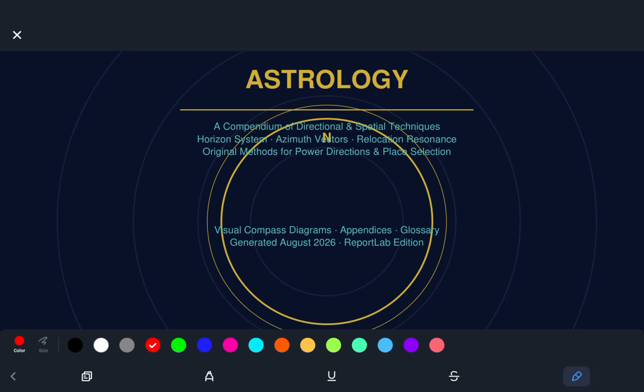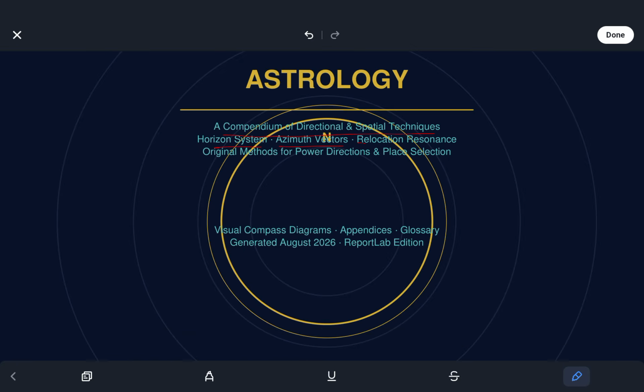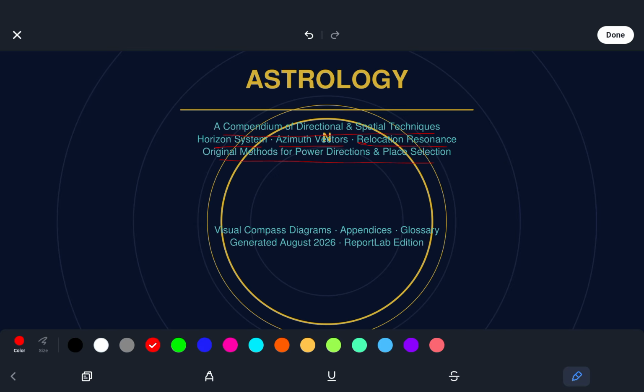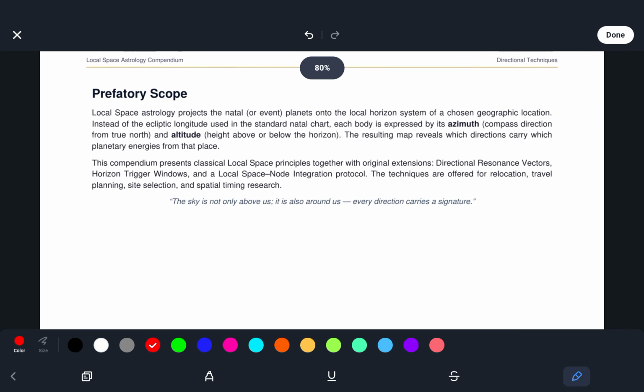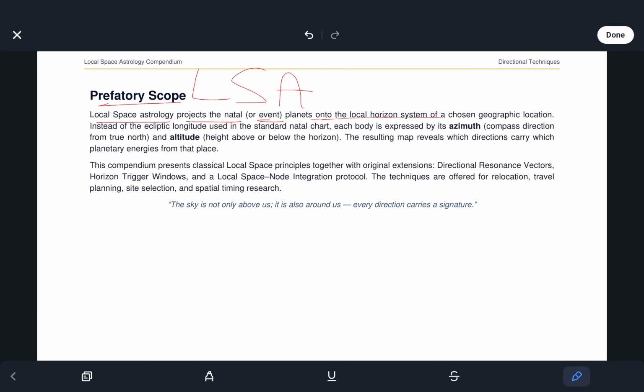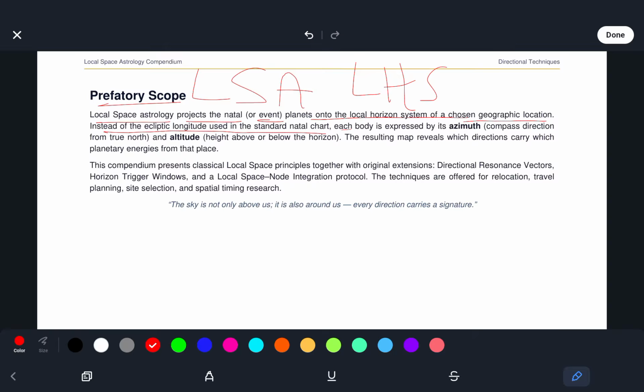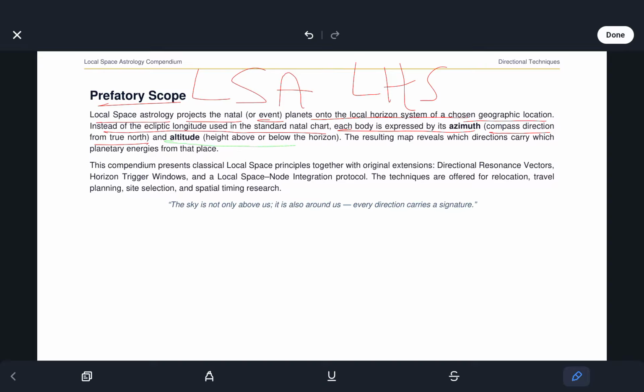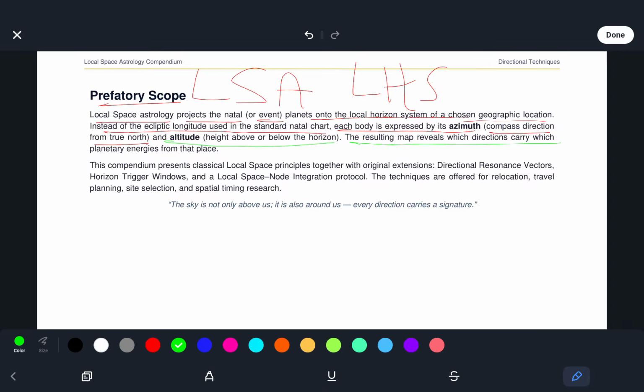This is a compendium of directional and spatial techniques: horizon system, azimuth vectors, relocation resonance, original methods for power directions, place selection. So here is a prefatory scope. Local space astrology, or we're just going to call it LSA for the rest of this video, projects the natal or event planets onto the LHS, local horizon system, of a chosen geographic location. Instead of the ecliptic longitude used in the standard natal chart, each body is expressed by its azimuth, compass direction from true north, and altitude, height above or below the horizon. The resulting map reveals which directions carry which planetary energies from that place.